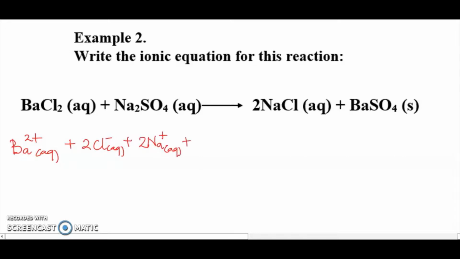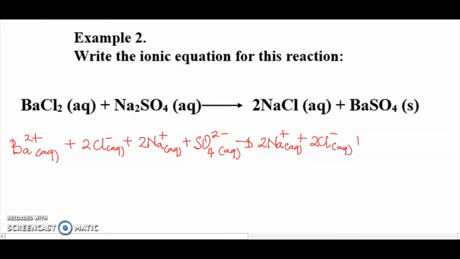Plus, here we have a sulfate SO4. Now what charge should we put here? Take note, we have 2 sodium ions, so we have 2 times plus 1 giving us a total charge of plus 2. So what should be the charge on the sulfate ion to cancel out the plus 2 charge on the sodium ions? Definitely it should be negative 2. 2 minus aqueous to form, here we split up the sodium chloride, so we would have 2 sodium ions aqueous plus 2 chloride ions aqueous.